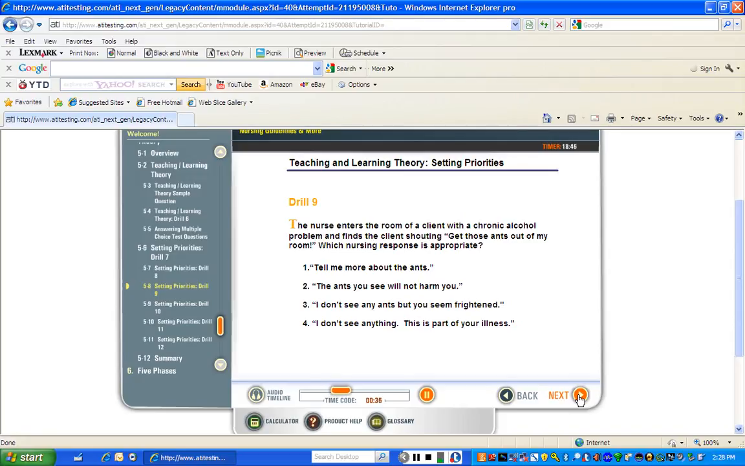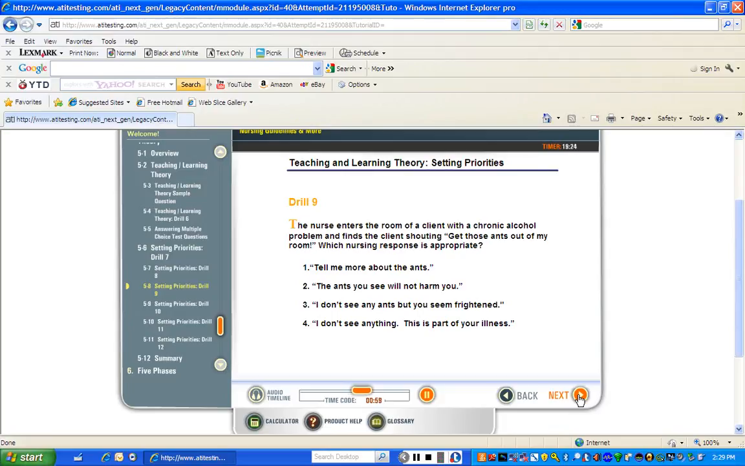Option 1, tell me more about the ants. We will assign a minus sign to this response. We recognize that the client is experiencing a hallucination, and it is inappropriate to say anything that would convey to the client that the nurse shares the client's hallucination. Option 2, the ants you see will not harm you. We will assign a minus sign to this response. We recognize that the client is experiencing a hallucination, and it is inappropriate to say anything that would convey to the client that the nurse shares the client's hallucination.